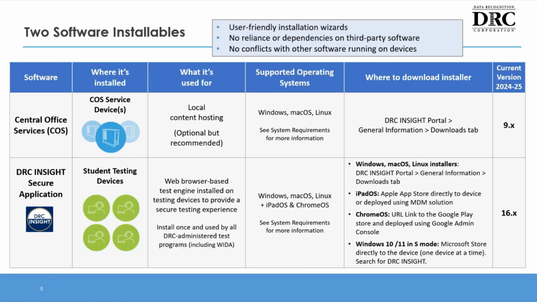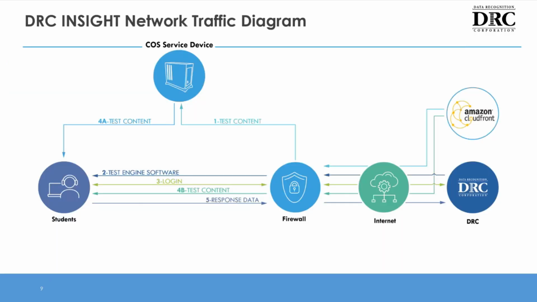This is a reference table for the two software installables, which we also went over in the system requirements video. This shows the Central Office Services software installed on service devices and the DRC Insight Secure application installed on testing devices, their supported operating systems, where to download the installers, and this year's current version number. Central Office Services is version 9, and the DRC Insight Secure applications are version 16. Both of these have user-friendly installation wizards. They don't rely on or depend on any third-party software, and they don't conflict with any software running on the devices.